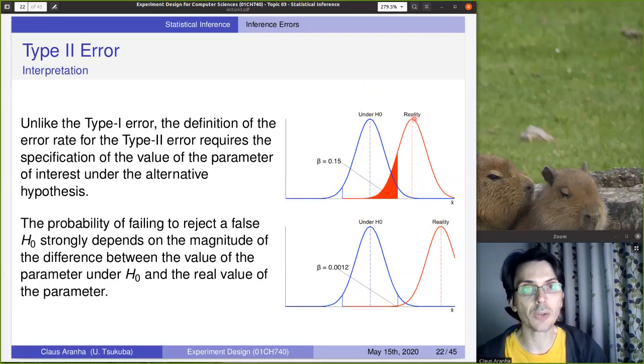So if the true value is close to the null hypothesis, the probability of a type 2 error is very large. But if the true value is far from the null hypothesis, the probability of a type 2 error is very low. Okay?